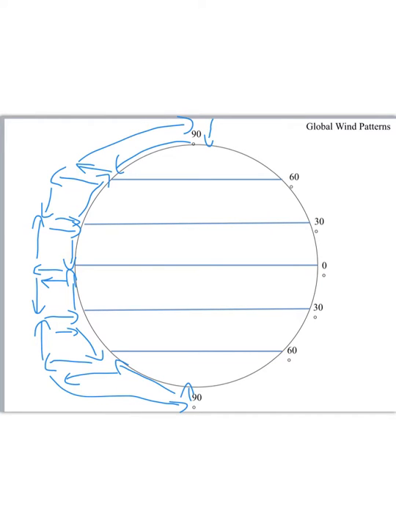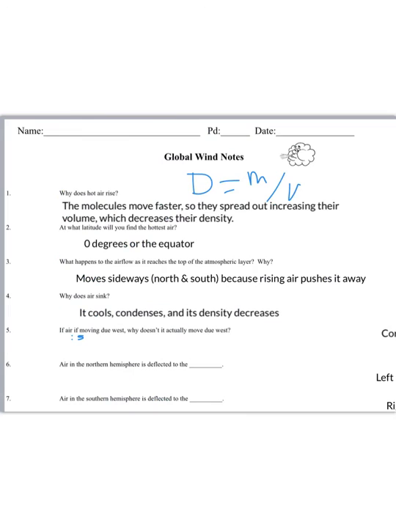This leads us to our next question. If air is moving west, why doesn't it actually move west? This goes back to a previous concept we were just looking at, the Coriolis force. If the Earth is spinning, everything on the surface of the Earth that is a liquid will also spin. Air in the northern hemisphere is going to be deflected to the right, if you remember. And in the southern hemisphere, everything's going to be deflected towards the left.